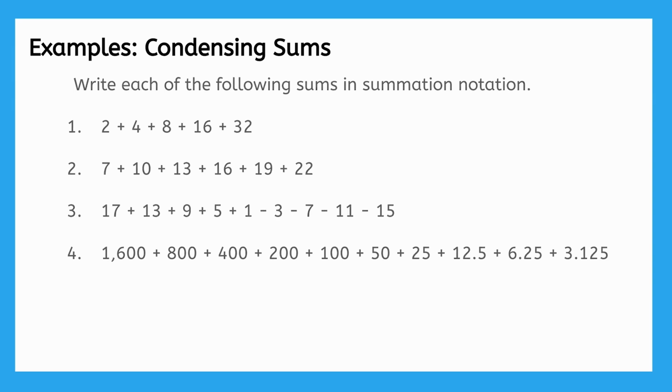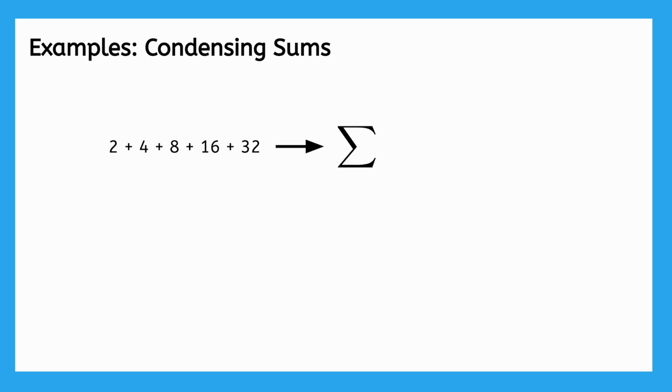Let's see how you did. For number 1, the initial term is 2, and if we analyze the pattern in the terms, we notice that they're doubling in value, making this a geometric sequence. We already assumed that 2 is term number 1, and we're adding 5 terms together, so the upper limit is 5.